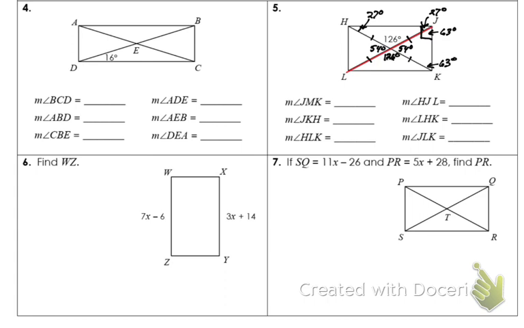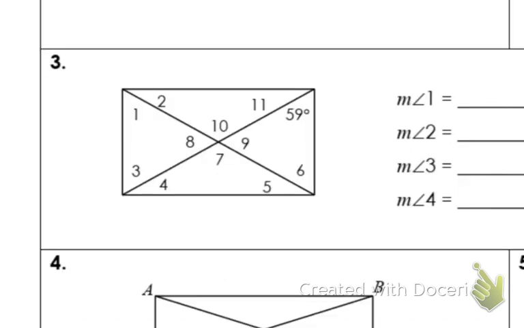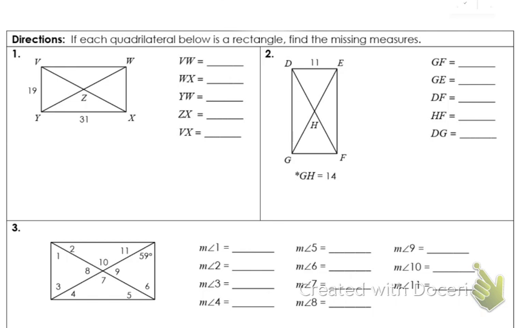Yeah. Number two. Number 2, we have GH equals 14. So GH equals 14. Now the big thing about rectangles and their diagonals is all those little segments are the exact same length. So all of those are 14. Since one of them's 14, they're all 14.